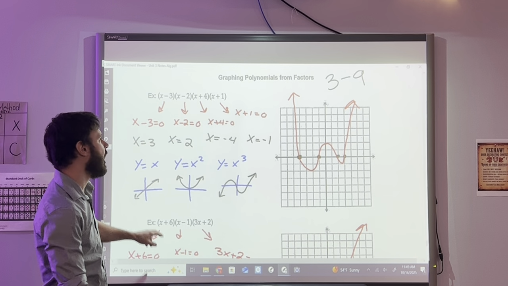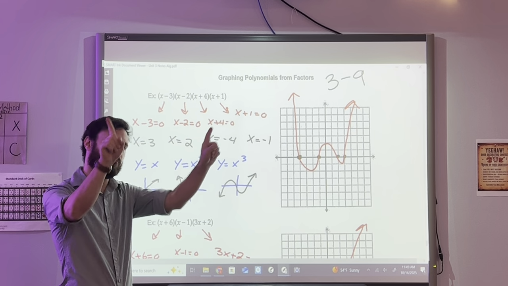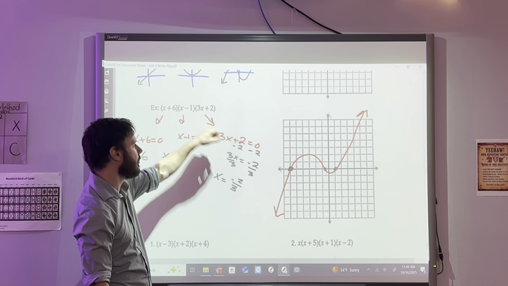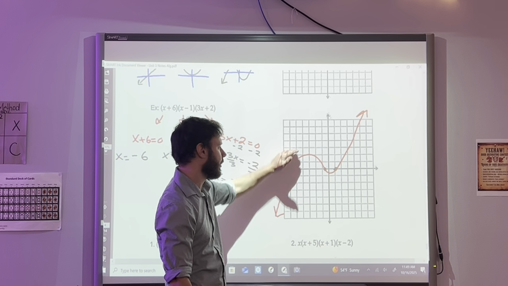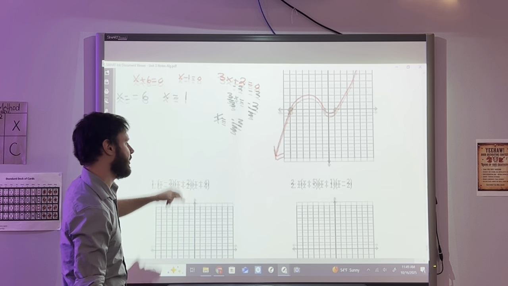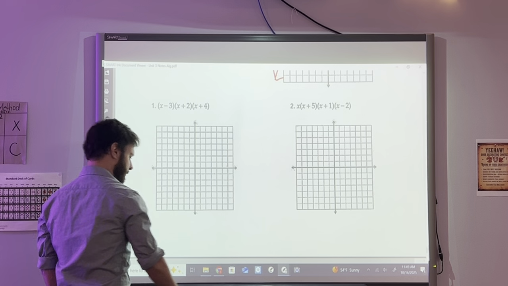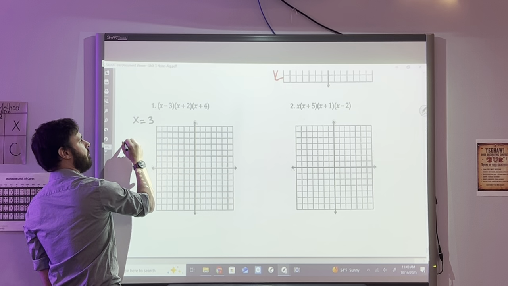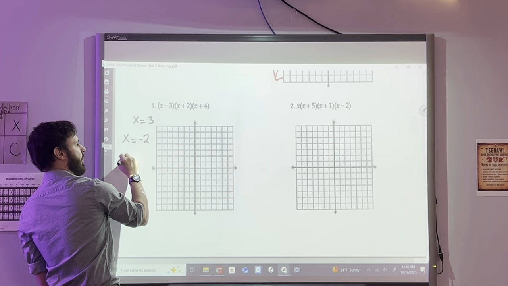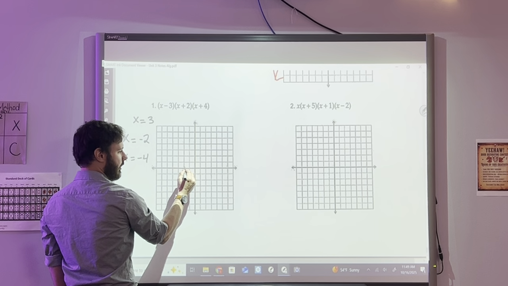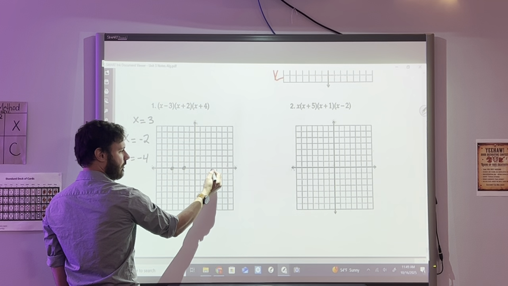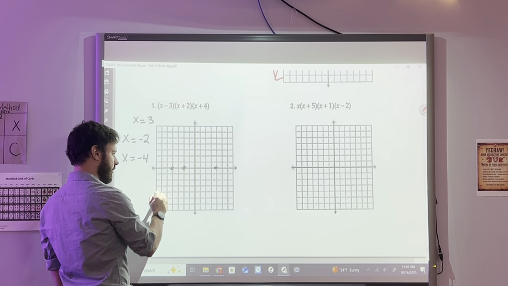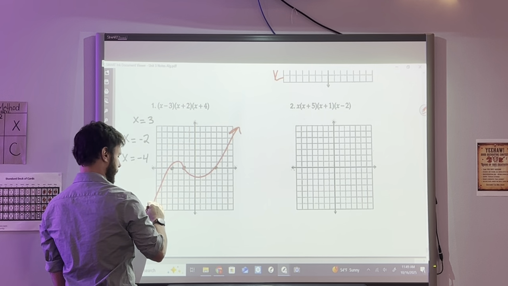And it will always point up if you have an even number. You will always have both ends pointing up if you have an even number. If you have an odd number of zeros, 1, 2, 3, 3 is odd, you will start down and you will go up. So with these shortcuts in mind, speed run, set each of these equal to 0. I'm gonna have x equals 3, x equals -2, x equals -4. That's gonna be here, here, and here. I have 3, so that's gonna start down, and it's gonna look like that.